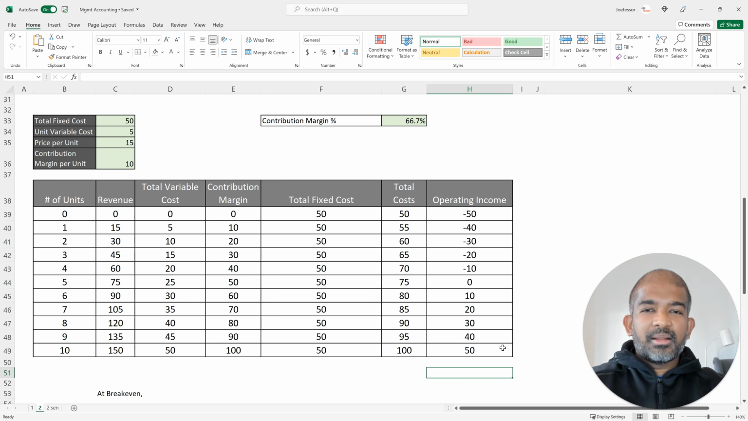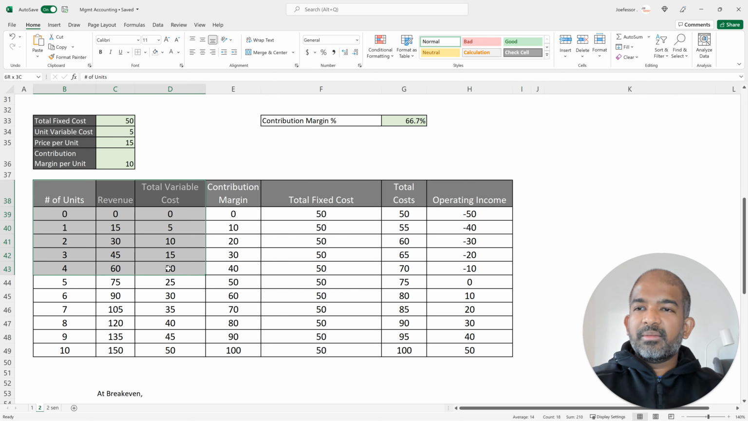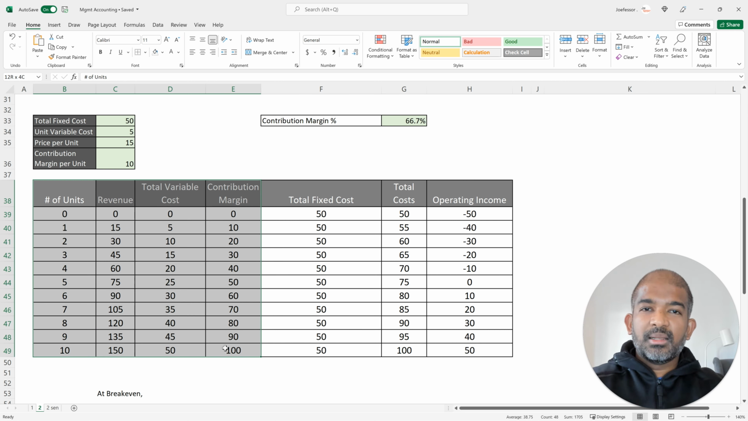To understand this better, let's try to create a chart. We'll include the revenue, we'll include the variable cost, we'll throw in the contribution margin as well. We'll have the total costs and the operating income in there.